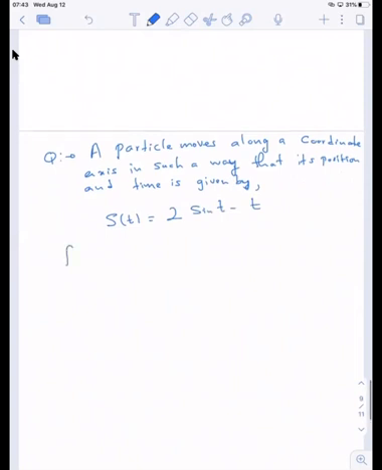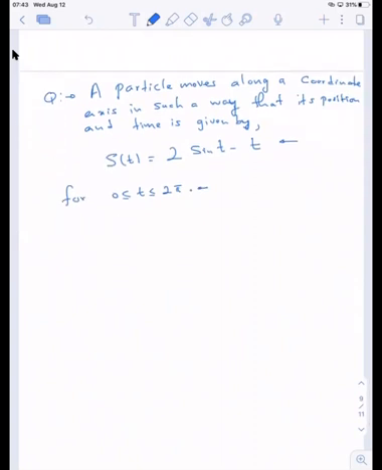And the question is, for 0 less than t less than or equal to 5, sorry, this particular equation is valid in this range. So that's the idea. And the question is, at what time is the particle at rest? So this is the question.